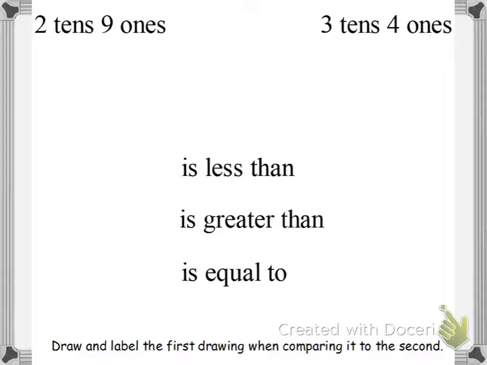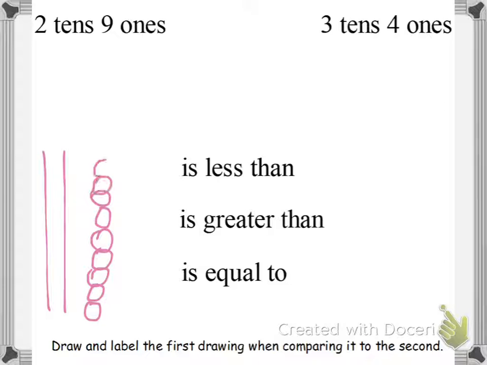So looking at this, it says 2 tens, 9 ones. Okay, so I know that I'm going to draw my picture. So I'm going to draw those 2 tens, 1, 2, and then 9 ones. 2, 3, 4, 5, 6, 7, 8, 9.